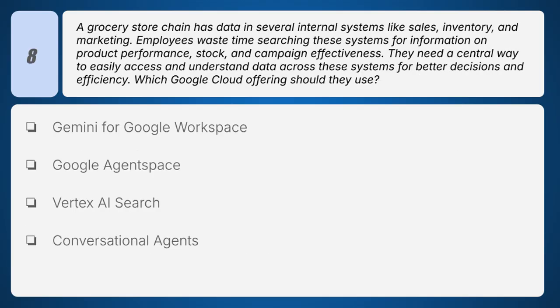A grocery store chain has data in several internal systems like sales, inventory, and marketing. Employees waste time searching these systems for information on product performance, stock, and campaign effectiveness. They need a central way to easily access and understand data across these systems for better decisions and efficiency. Which Google Cloud offering should they use? A. Gemini for Google Workspace. B. Google Agent Space. C. Vertex AI Search. D. Conversational Agents.